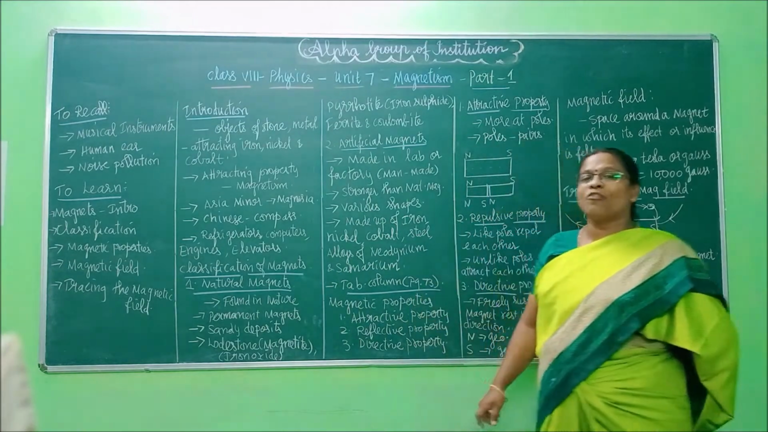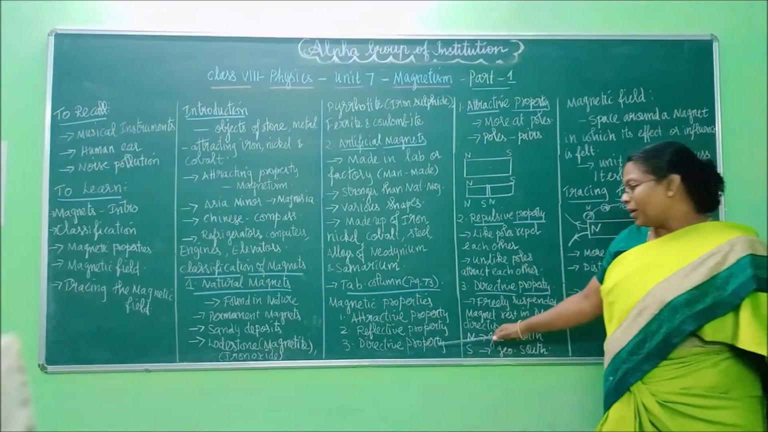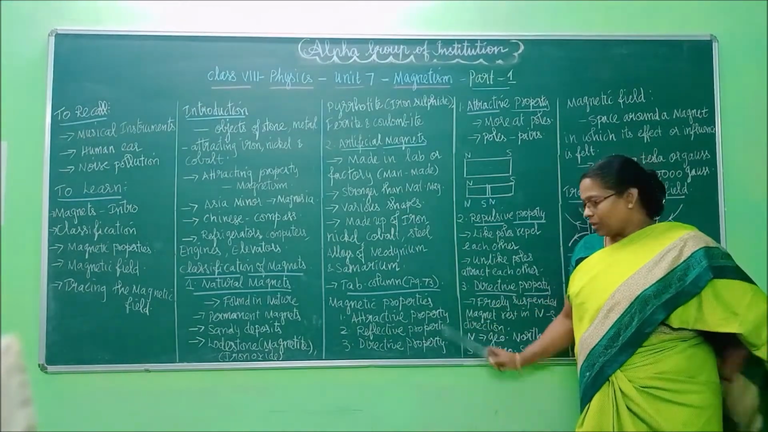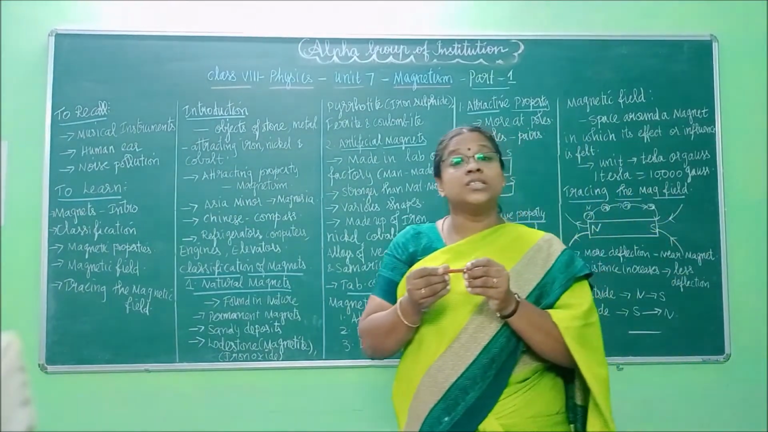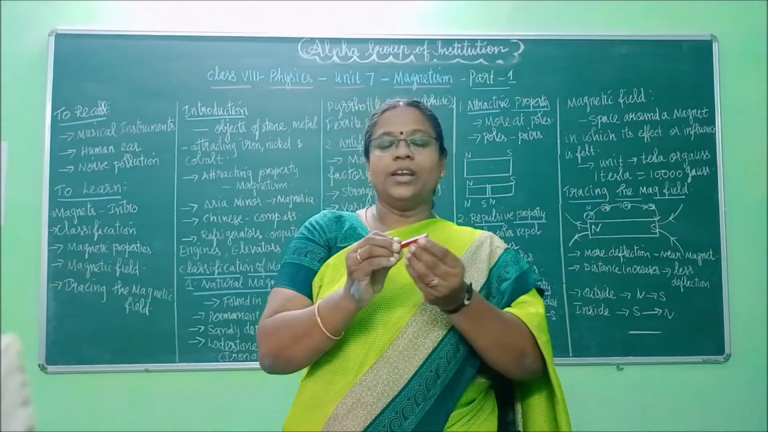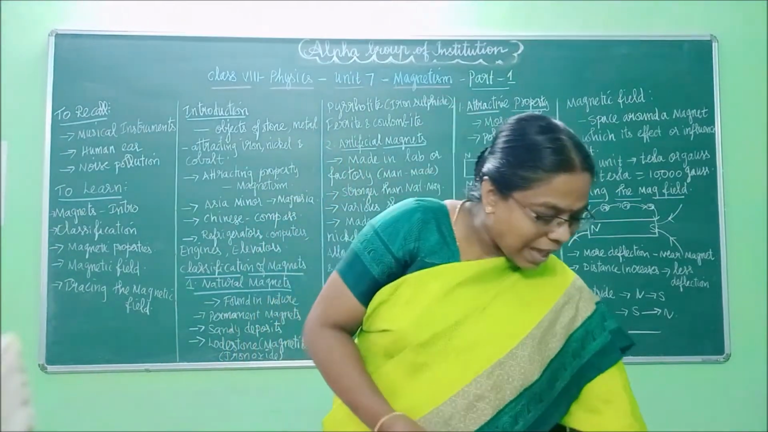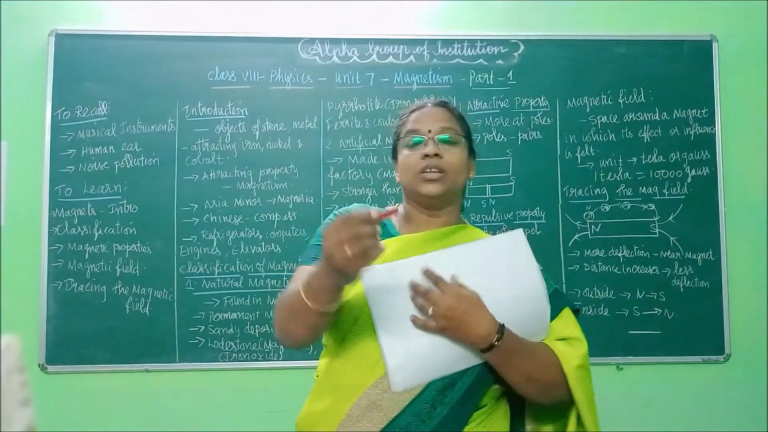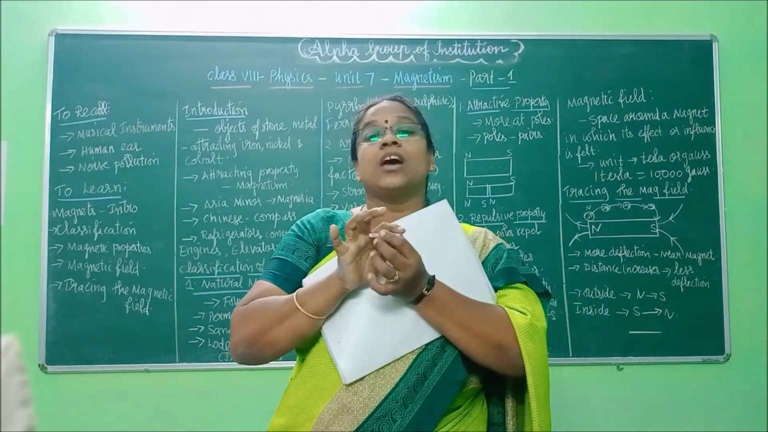There are 3 properties we have for magnets, children: attractive property, reflective property and directive property. First one, attractive. See, when I take a magnet, what magnet is this? Bar magnet. This is in the shape of a cuboid. This white dot, as I told, is the north pole. Now I will have one book with me and another magnet. These magnets have 2 poles, 2 ends, children, one end and another end, and these ends are called poles.